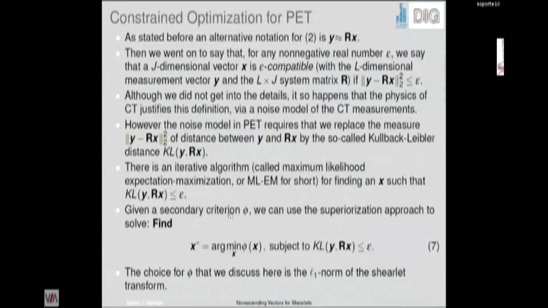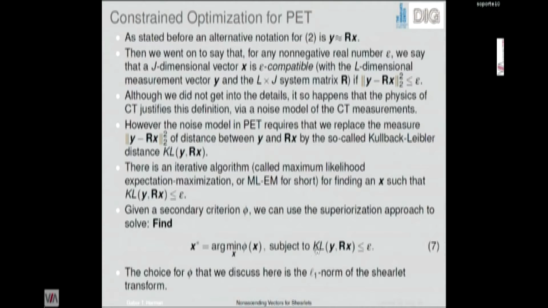But here, the constrained optimization problem is different from that of CT. In CT, the primary criterion was that the two norm of the difference between the measurement and the calculated measurements is less than epsilon. In positron emission tomography, the distance comes from statistics, and therefore the two norm between the two sides does not reflect the statistics of the machine.